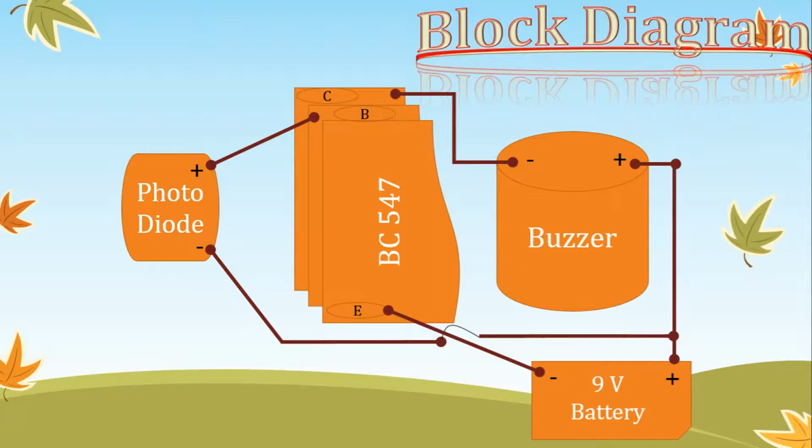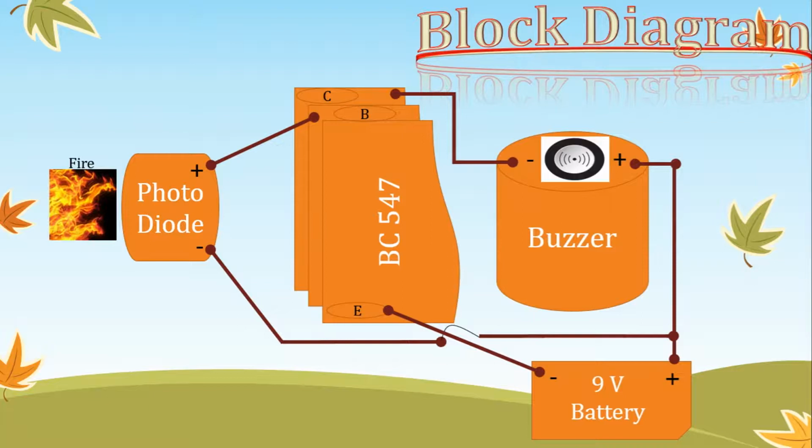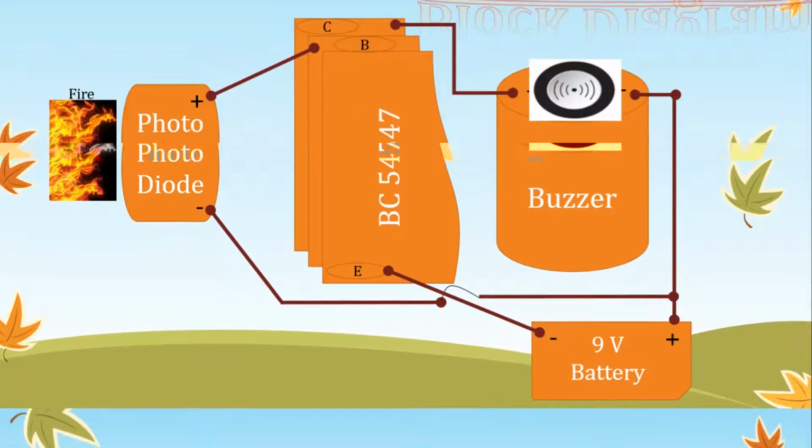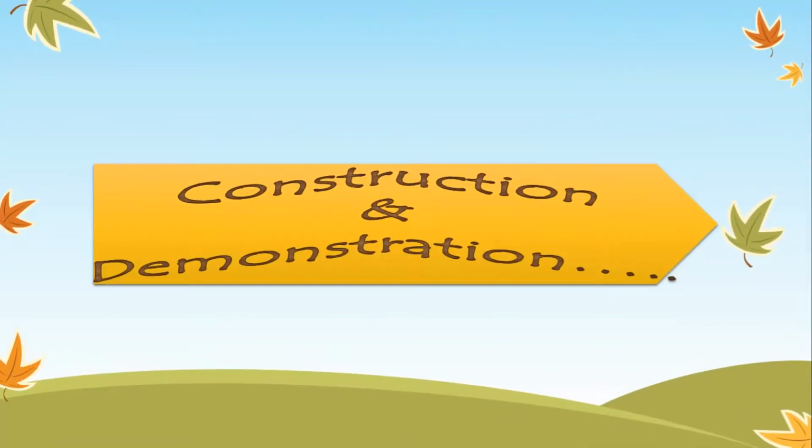The working of this project, in its simplest way, we can say, is that when fire catches, it will be identified or recognized by the photodiode, and the buzzer makes a sound to alert the people to indicate that a fire has caught. So the buzzer will make an alarm sound when a fire catches. So this is the working principle of this block diagram. Now we can move to the construction part and real-time demonstration part of this project.